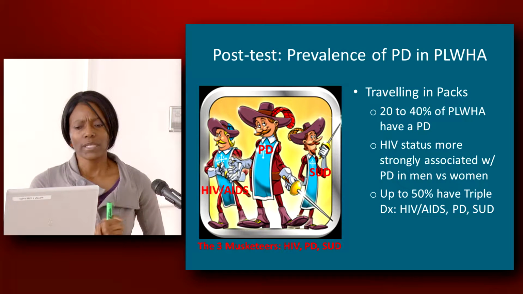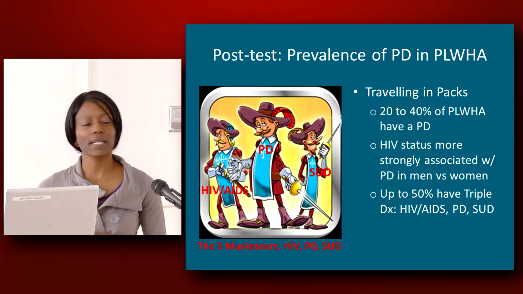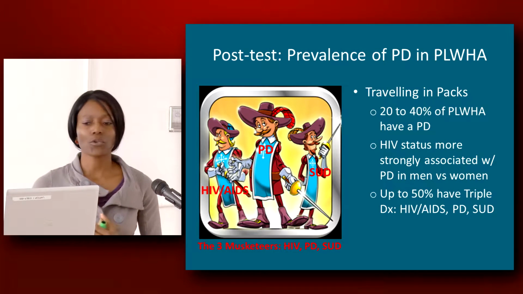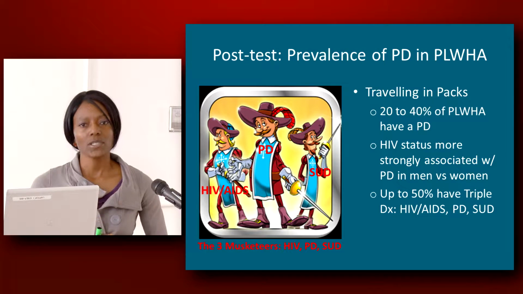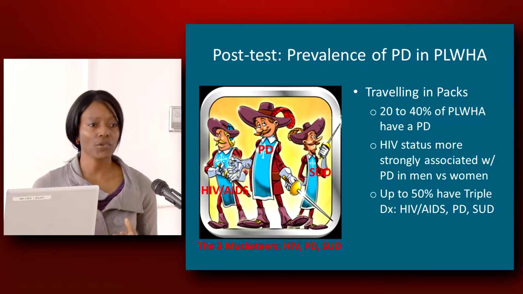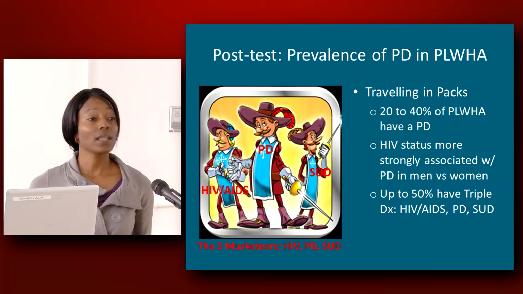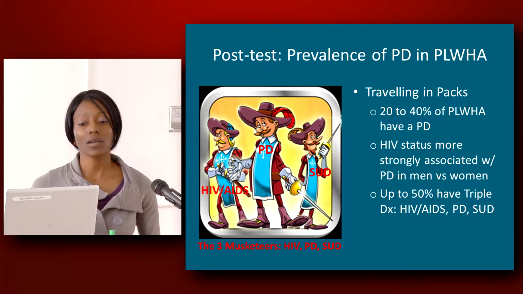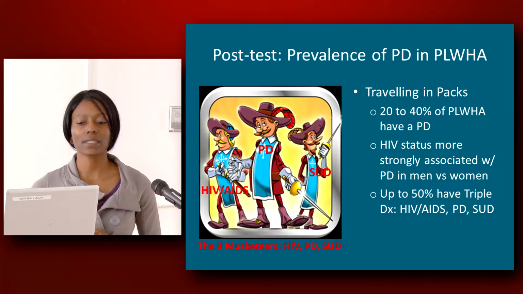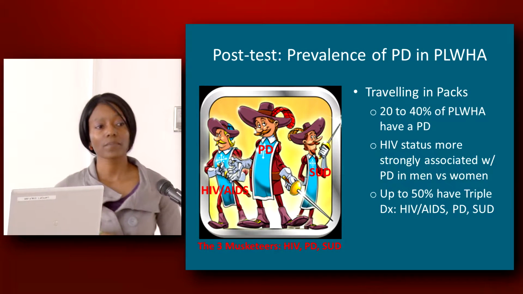Now, the triple diagnosis, where the person is HIV positive, has a personality disorder, and a substance use disorder. These are patients who are incredibly difficult to work with and have a number of challenges through the course of their lives that interrupt their ability to establish relationships, their ability to engage in a therapeutic alliance with us, for example, and also has a direct impact on their course of illness. So it's estimated that up to 50% have what would be described as a triple diagnosis.